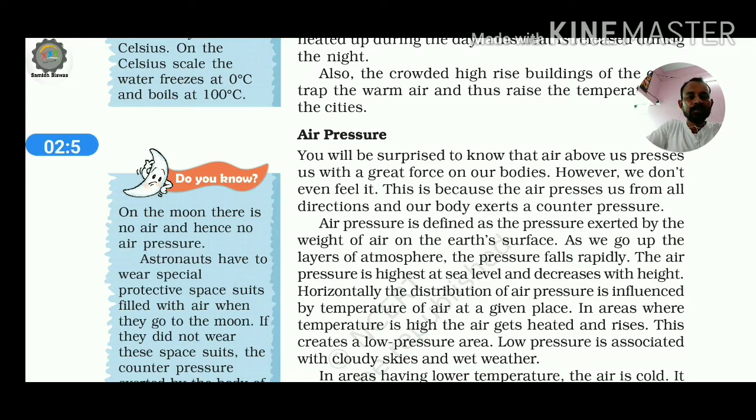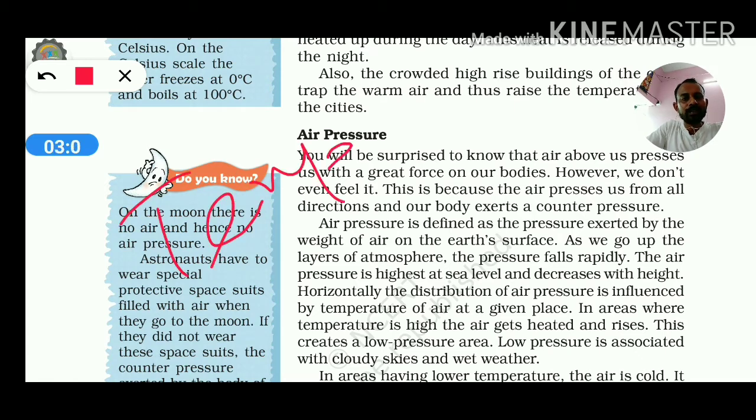Air pressure is also greatly affected by another thing, that is temperature. There is a relationship between temperature and air pressure. With the increase of temperature, it obviously happens in nature that air pressure is released, or comparatively less pressure is formed.